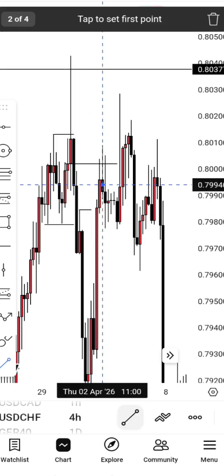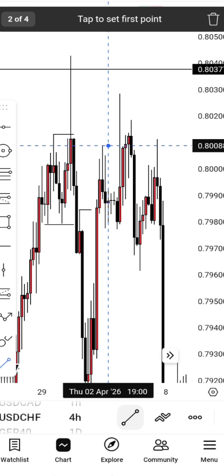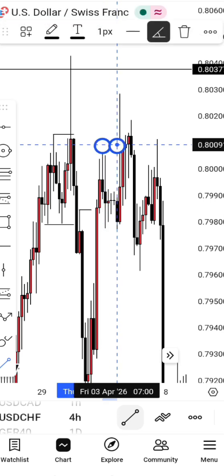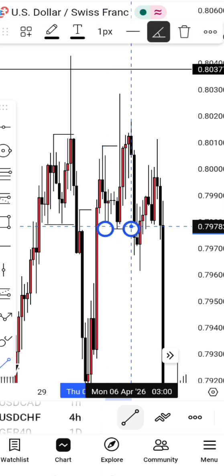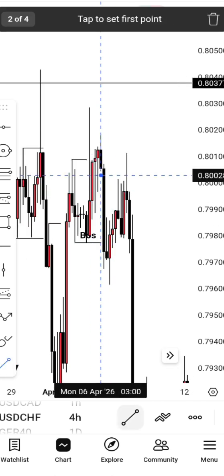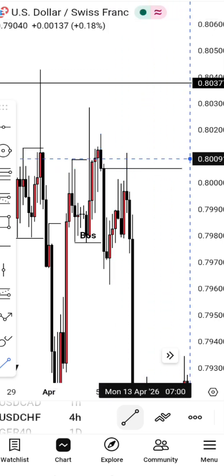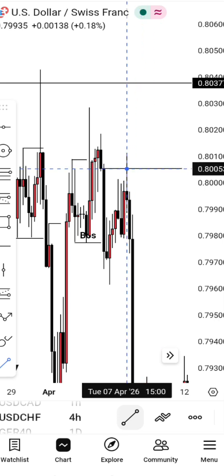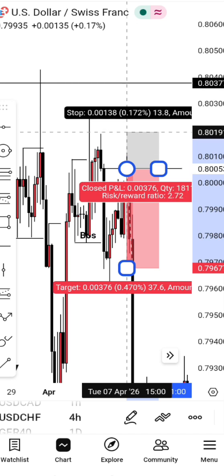Then this was what I saw. After this, here we had yet another sweep right here and break of structure of this low. So right after this break of structure, I took a direct entry from here. It was my entry, right here. I'm placing my stop loss above this high, this very high.